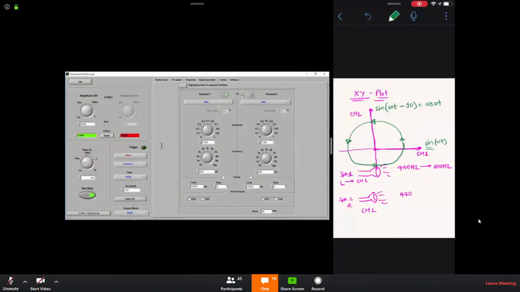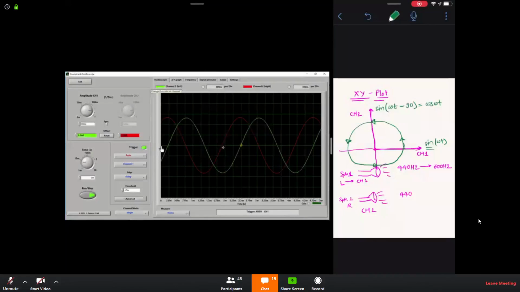So if I turn this on, you will see two signals. This is one signal and this is another signal, the green one and the red. Now you can see that this green one and this red one are phase shifted by 90 degrees. So in our channel 1 and channel 2, we have a sinusoidal waveform with a 90-degree phase shift.